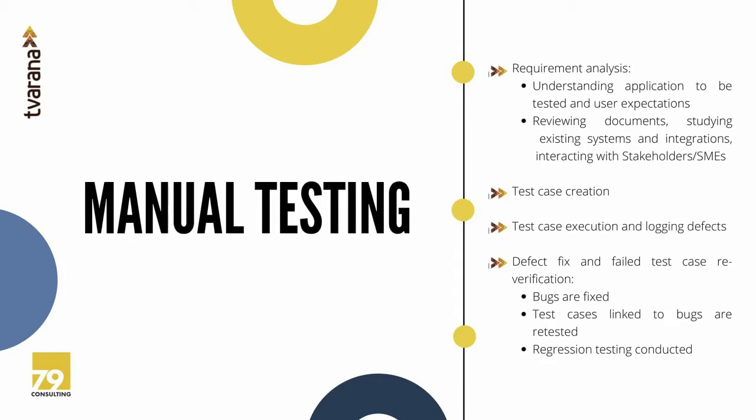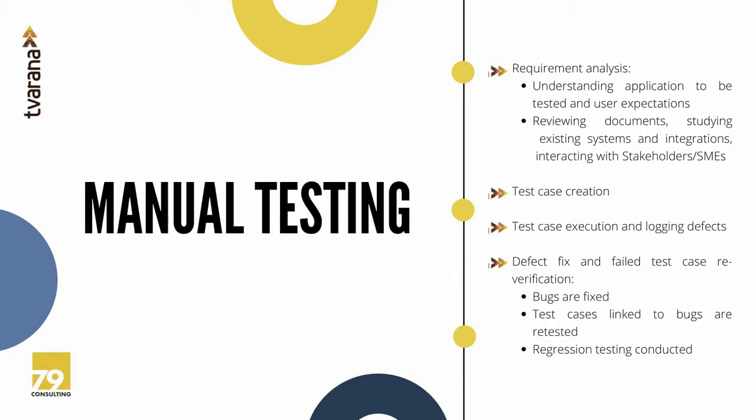The process of manual testing consists of a number of steps. The first being requirement analysis, where the testing process begins with understanding the application to be tested and what the end user expects from the product. This is done by reviewing all available documents, studying any existing systems, integrations, and by interacting with the stakeholders or SMEs to understand their business requirements.